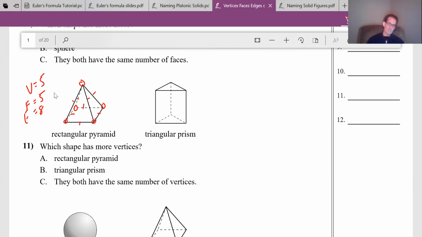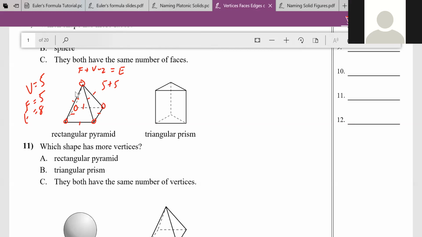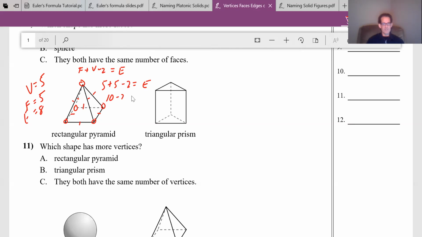So let's look at our formula again. Faces plus vertices minus 2 equals edges. So faces and vertices would be 5 plus 5, that's our vertices, minus 2 equals our edges. I have 5 plus 5 is 10, minus 2, and our edges were 8, right? And I know 10 minus 2 equals 8. So my formula works. Let's try it for a triangular prism now.